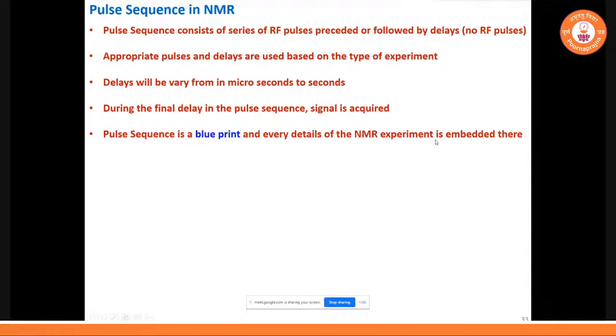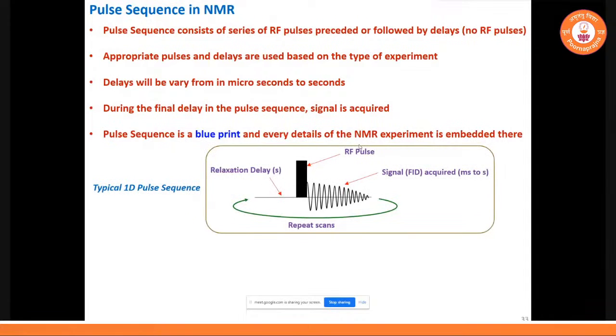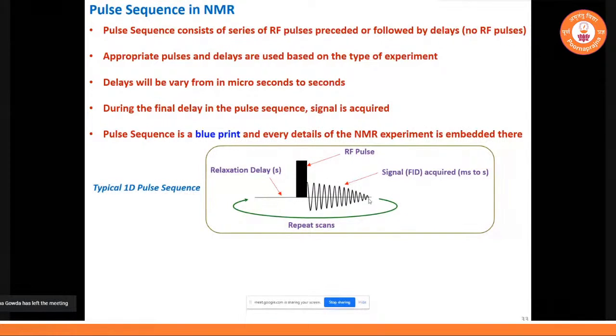In NMR, we always talk about the pulse sequence. It is a blueprint, and every detail of the NMR experiment is embedded there. It may be pulses, it may be delays. For example, this is just a simple 1D pulse sequence. We have an RF pulse of finite duration, thereby we excite the nuclei. Then we observe the nuclear signal. After that, we wait for a certain time because we have a relaxation delay. That means once we excite the nuclei to the higher energy state, we have to wait for a certain time. They have to come back to the ground state. That we have to respect. That is system dependent.